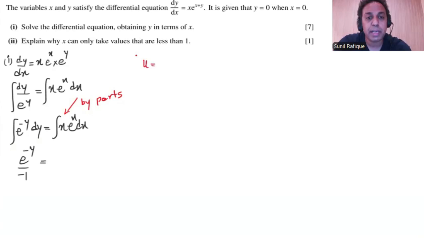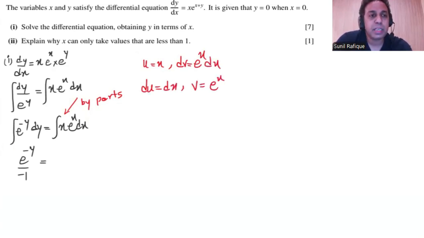And this, I can show you the breakup. So u will be x, and dv will be e to the power x, du is going to be dx, and v is going to be e^x, right? So I need these four things. What's the by parts integration formula? It looks like integral of u dv equals uv minus integral of v du, right? I'll make a separate video on that, so I hope you know how to integrate by parts.